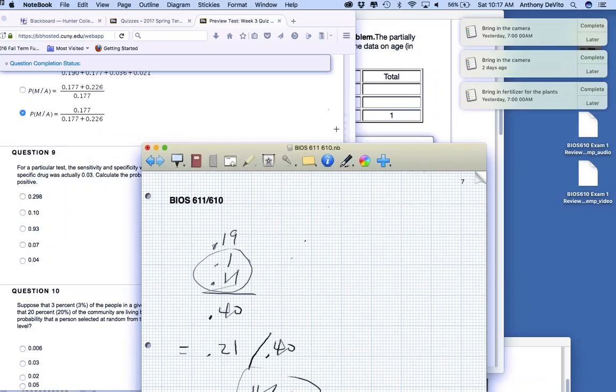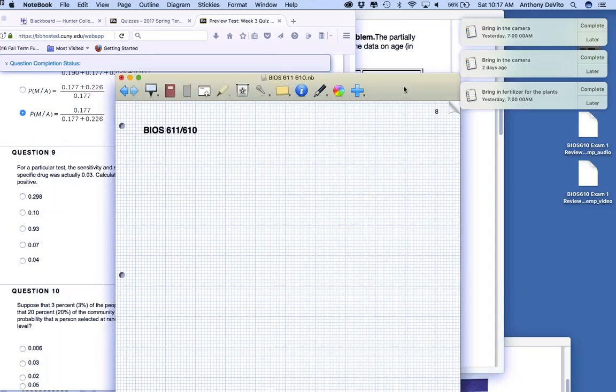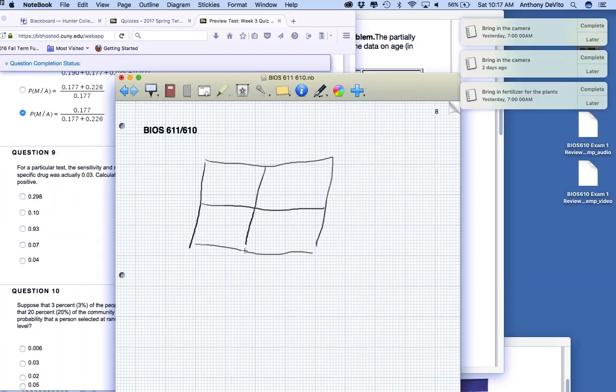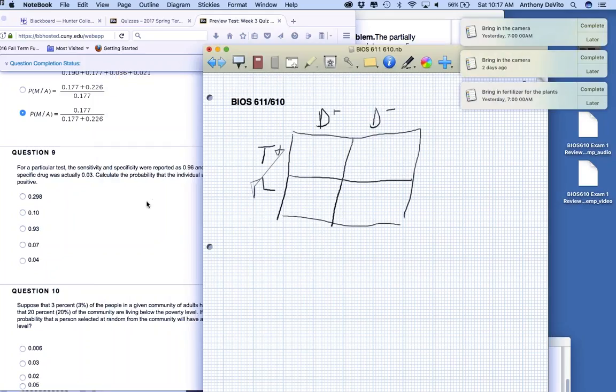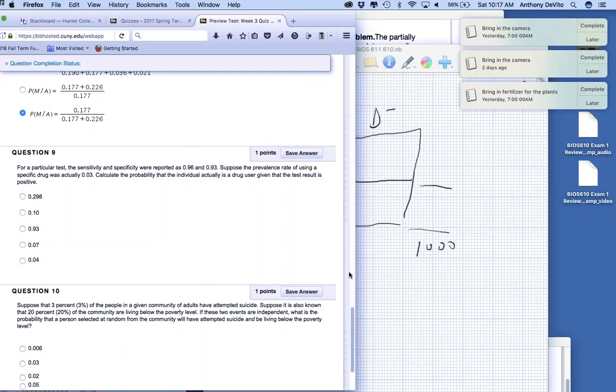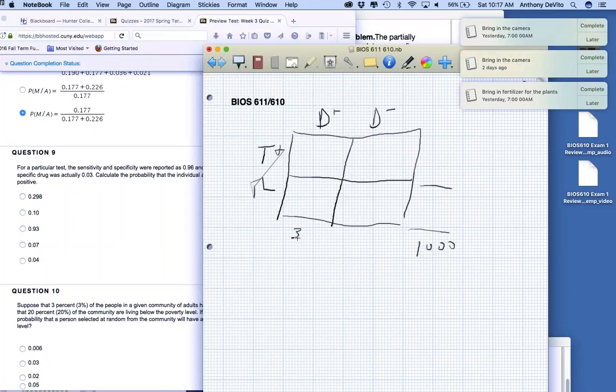One way is my kind of goofy, build-your-own-population way, which I think a lot of people find a little bit easier. And in fact, it might be a good way to check your work if you use the formula. Okay, so this is going to be test is positive, test is negative. This is going to be drug user yes, drug user no. Let's see what we have here. I'm going to come up with a population. I'm going to call it a population of 1,000 people. And we know that the prevalence is 3%. 3% of 1,000 people is 30.